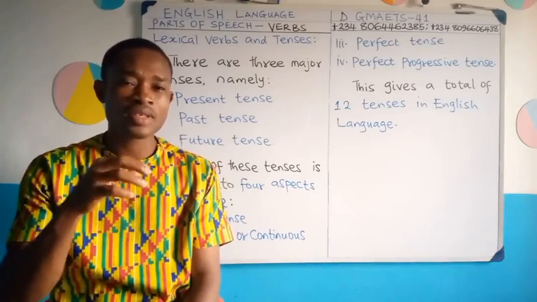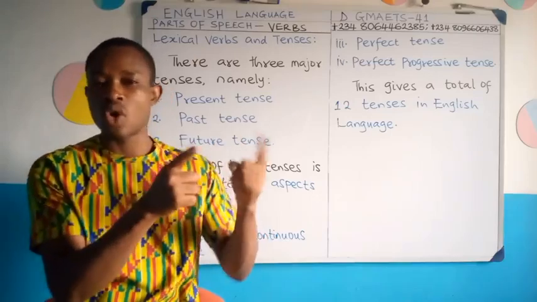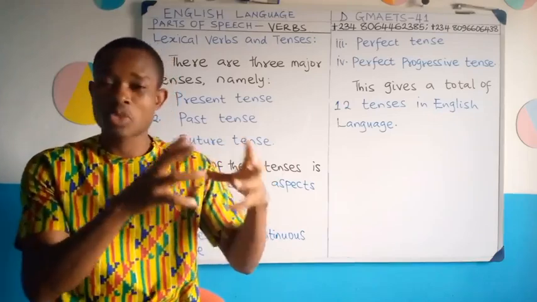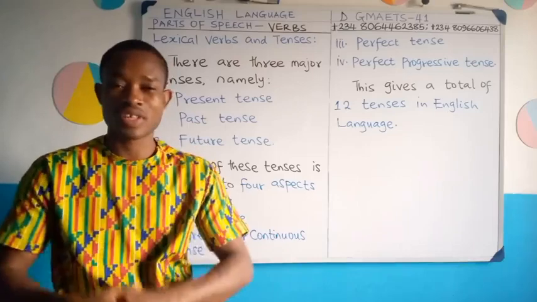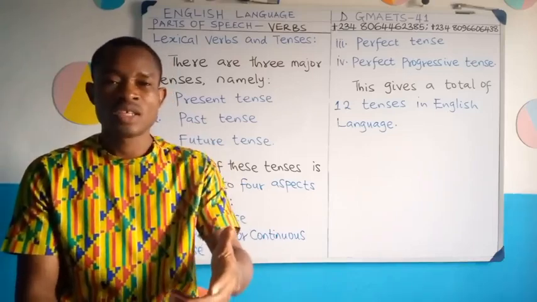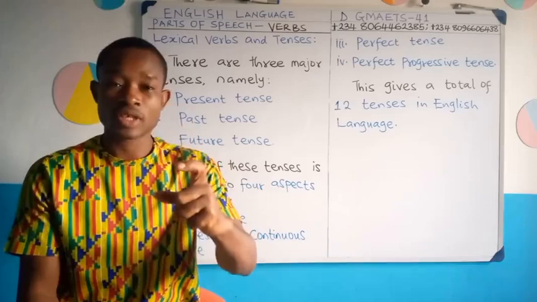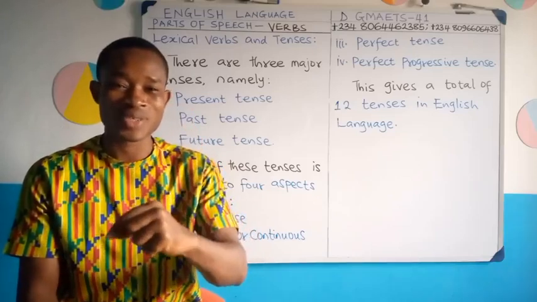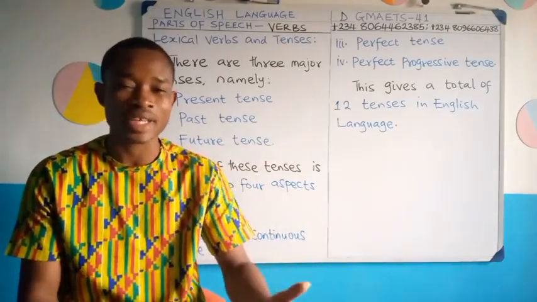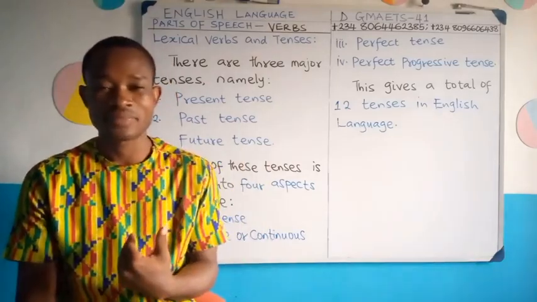Our interest in this class is to learn about tenses. We will focus more on lexical verb tenses, okay? We'll focus more on that, not that of auxiliary verb. Remember, lexical verbs are main verbs, those verbs that actually show action. If you use that word, someone will know that you want to act, or you want another person to act, or something is happening, or something will happen, or something had happened.